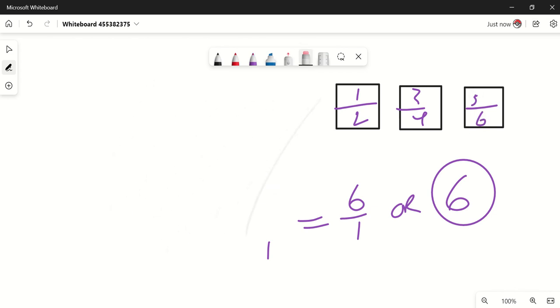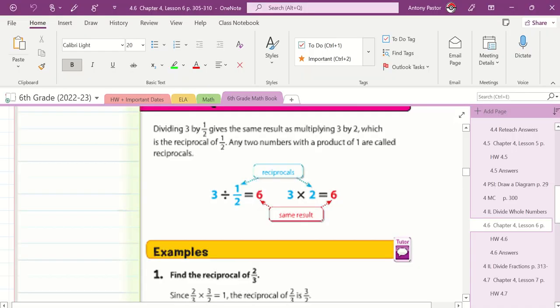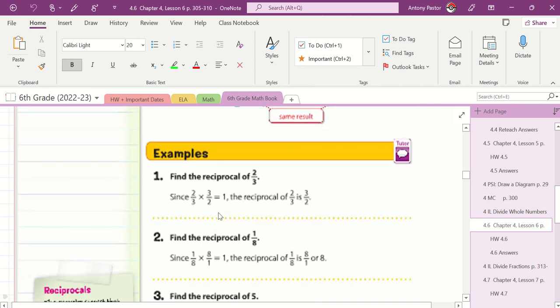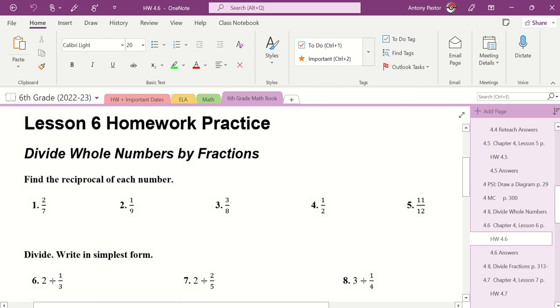Now this is basically today's lesson. This is the first baby step. So every single problem we do today is going to be a division problem with a fraction involved. And they're going to actually ask you for reciprocals. So in your homework for questions 1 through 5, they're going to ask you to find the reciprocal of each number. You are literally flipping those numbers over.